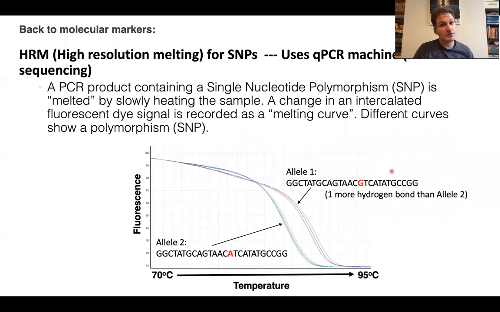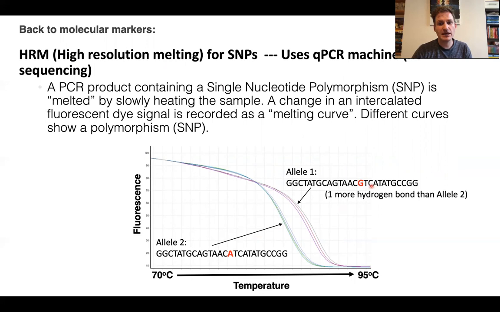You can use this same technology to infer molecular markers as well, by amplifying the same sort of DNA. They call it high resolution melting. So you'd use the same machine. The same machine for qPCR can be used for the same analysis. And that is that you do PCR on a DNA fragment.